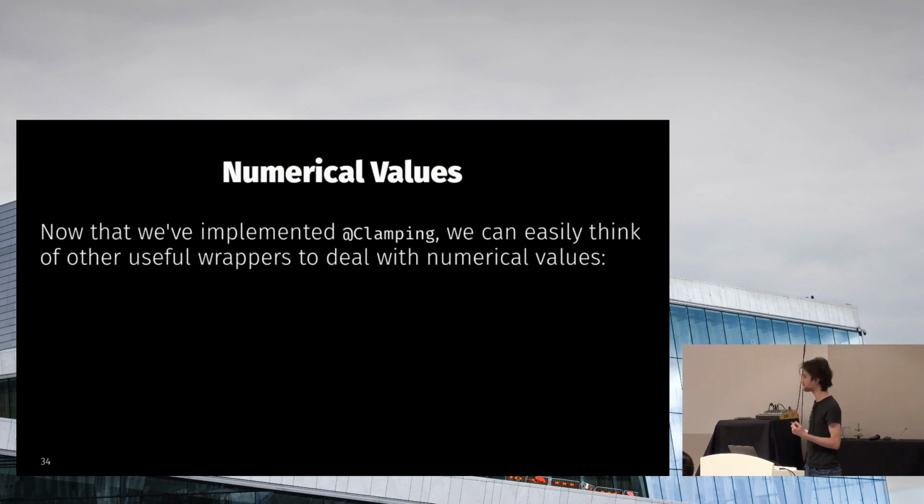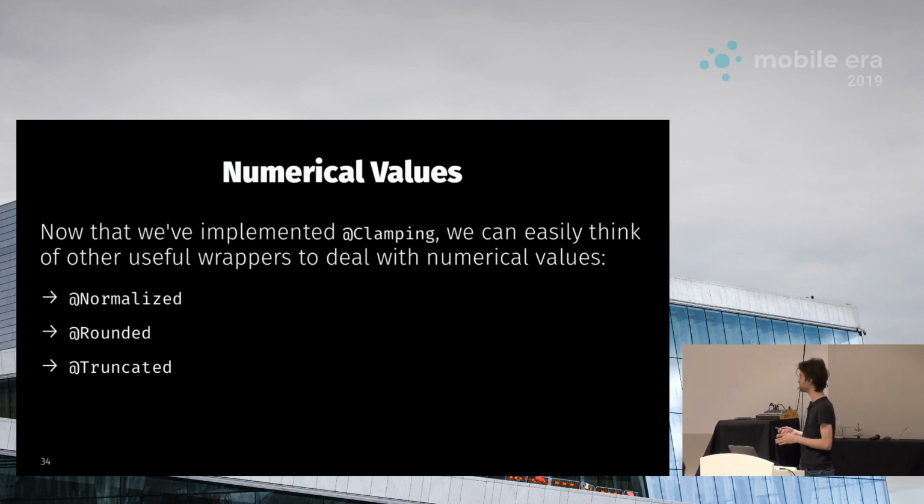And so we can say that we've implemented a property wrapper that clamps a value between two other values, but of course, if we have applications that are very numerical, we could think of other use cases. For instance, you could implement a property wrapper to normalize a value. We could implement one that's going to round a value to the nearest integer. We could have one that would truncate the value, meaning keep only the integer part.